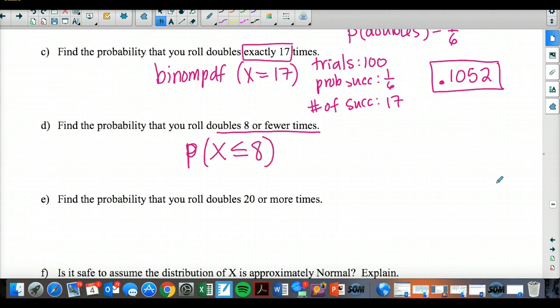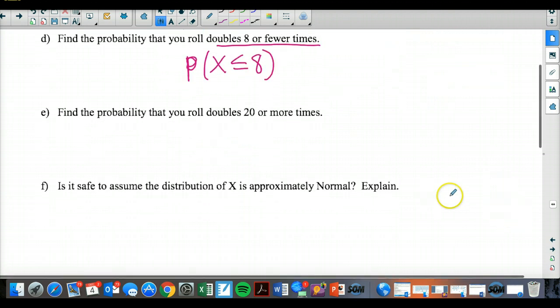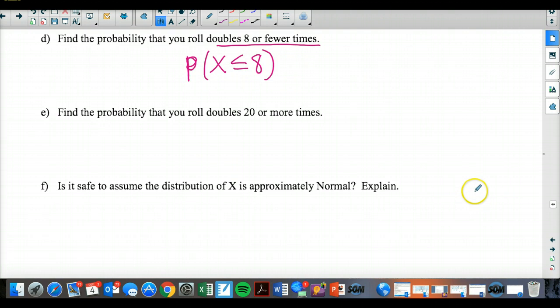Do I need to subtract from 1? No, this is the direction that the calculator works. Your calculator understands 8 or fewer as being less than or equal to 8. It always works on the left side, the less than, never the greater, unless it does a tail.